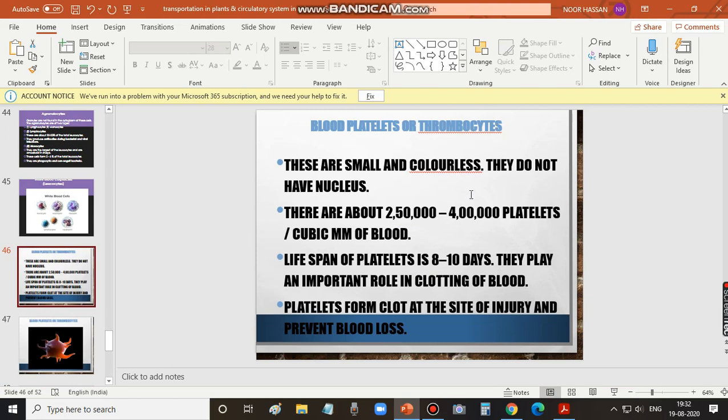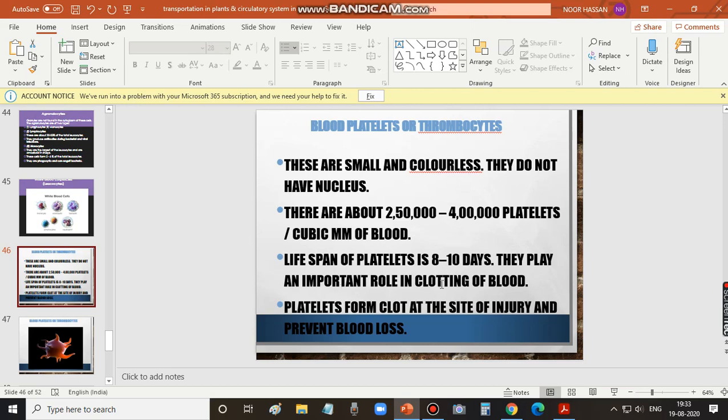Okay. So we will move on to the next one, the third formed element, which is blood platelets or thrombocytes. So far, we discussed two of the formed elements, that is RBCs and WBCs, and this is the third one, called blood platelets or thrombocytes. These are small and colorless. Like RBCs, they do not have a nucleus. They are about 2.5 lakhs to 4 lakhs platelets per cubic millimeter of blood. Their lifespan is about 8 to 10 days only.